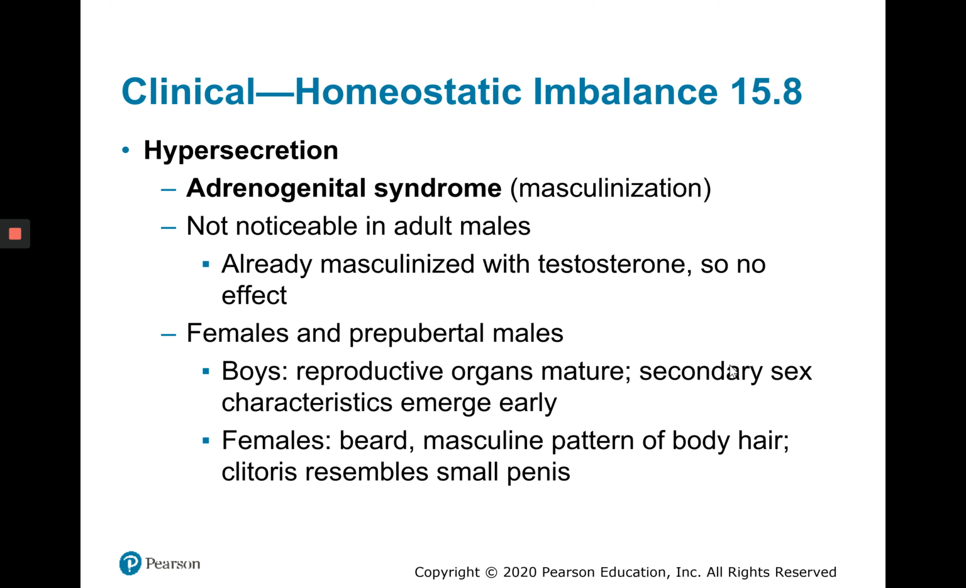And that's not really noticeable in adult males because they're already masculinized. But in females and prepubertal boys, this masculinization can actually cause, for females, a beard, a masculine pattern of body hair, and their clitoris to enlarge and resemble a small penis. In boys, their reproductive organs may mature very early, and their secondary sex characteristics may emerge early as well. But again, adrenogenital syndrome is not really noticeable in adult males. They're already masculinized with testosterone, so really no effect.